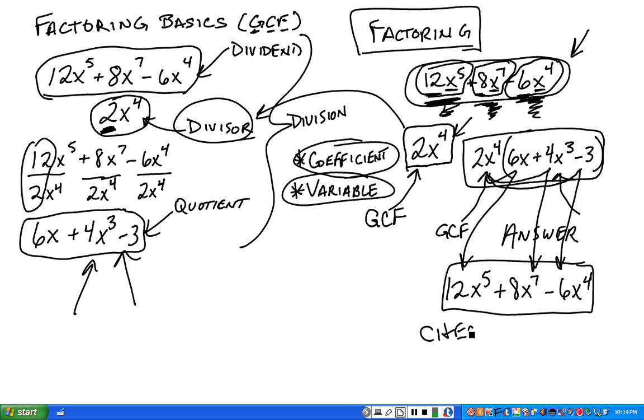The reason it's my check is that if I take the answer I get when I factor and multiply it out, I should get what I initially started with. And if you notice, we did. What we got when we ran our check was the same polynomial that we started with. So again, it's undoing multiplication. Okay, so let's look at some examples.